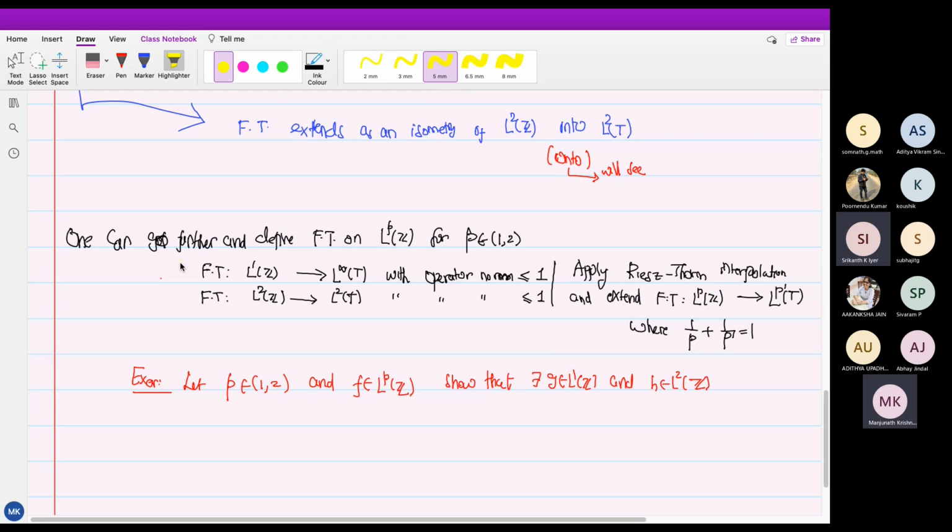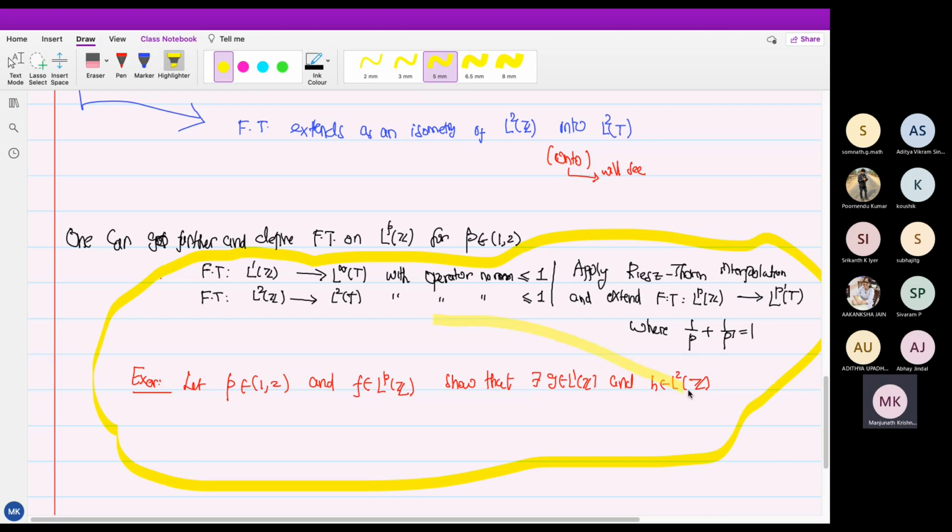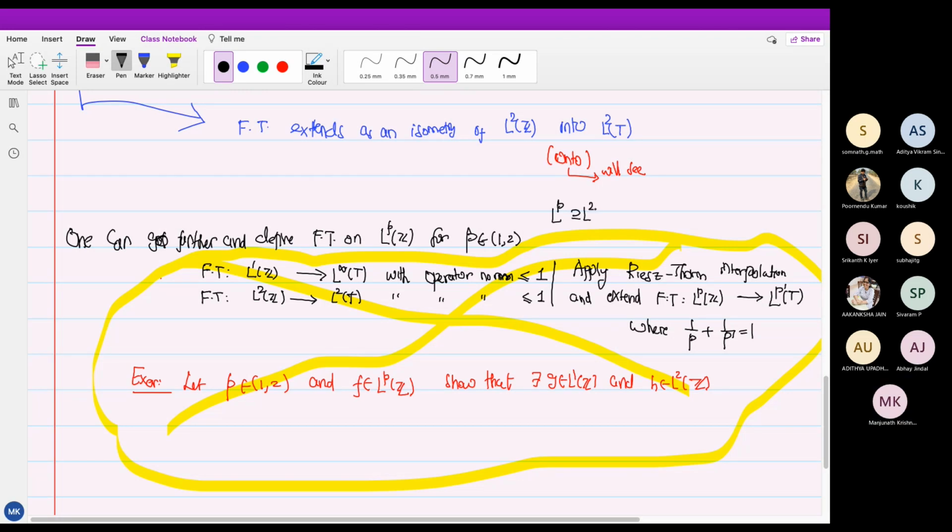While this is true, I didn't think it through. I thought that it would just give a motivation for the real line, but there is a difference between the real line and integers. I apologize for this. I should have thought it through, because for p less than 2, LP contains L2, right? LP is contained in L2.